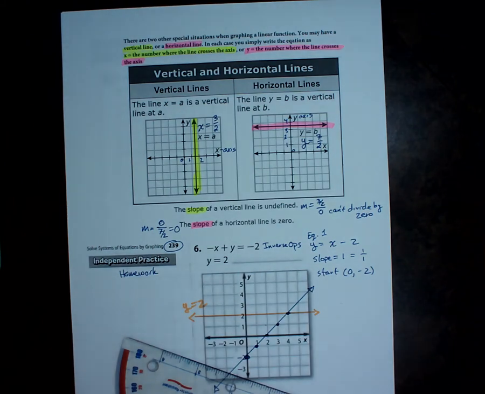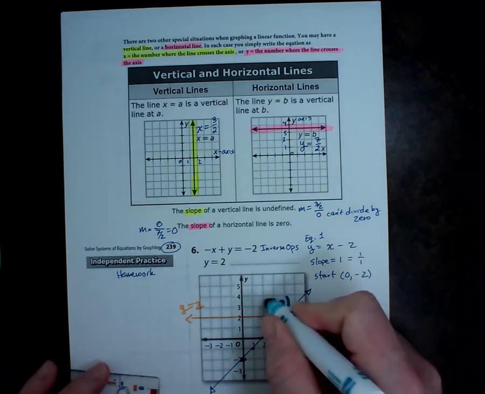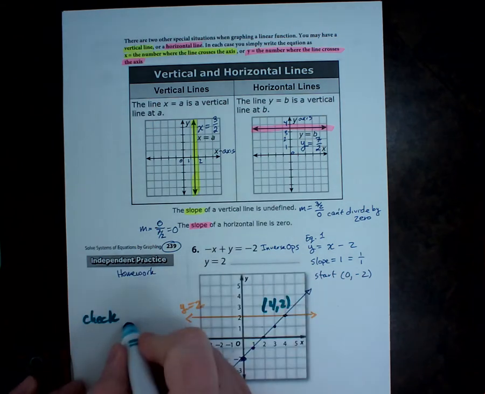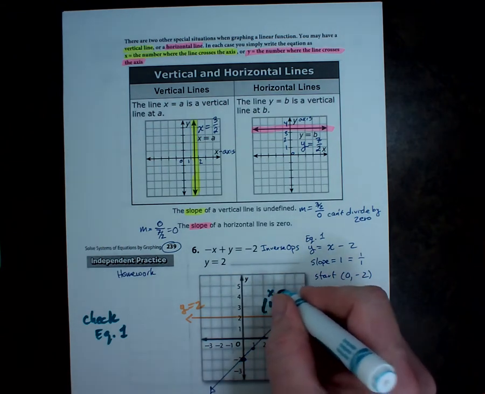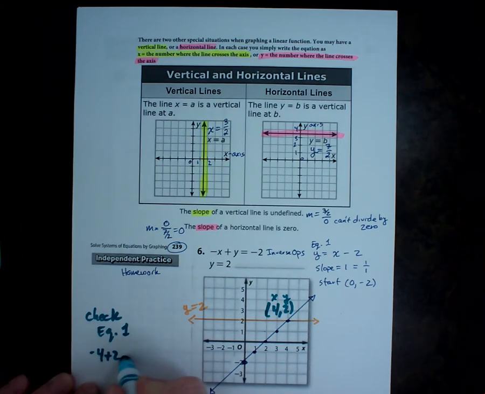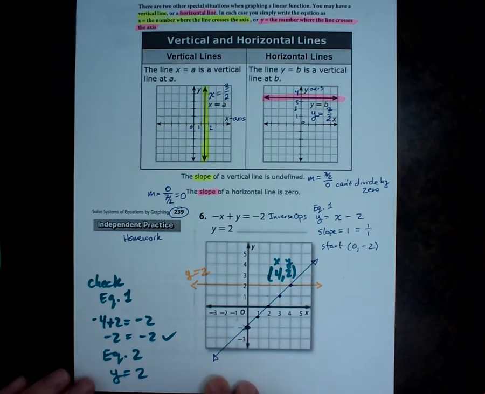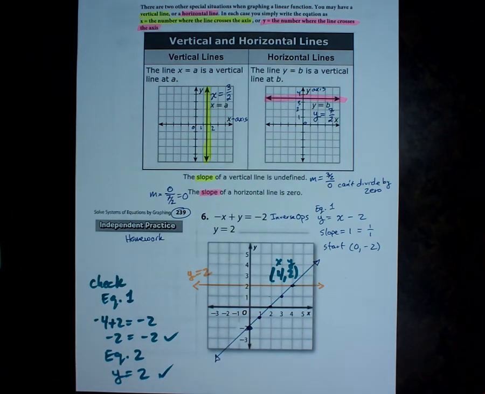Identify where they cross, and there's your answer. The answer is 4, 2. So I need to check. Equation 1. This is your x and a y. Negative 4 plus 2 equals negative 2. That's negative 2 equals negative 2. Check. And then equation 2 is a simple case. Y equals 2. Is the y coordinate 2? Yes. So that one checks.